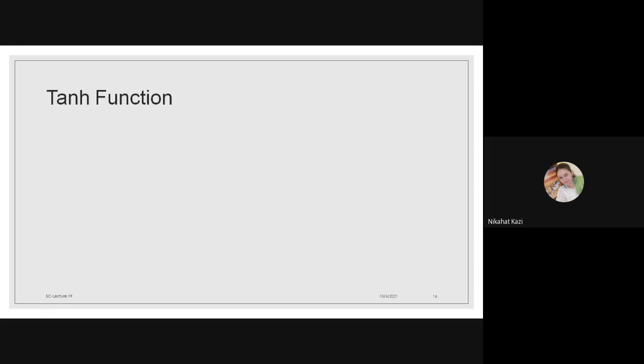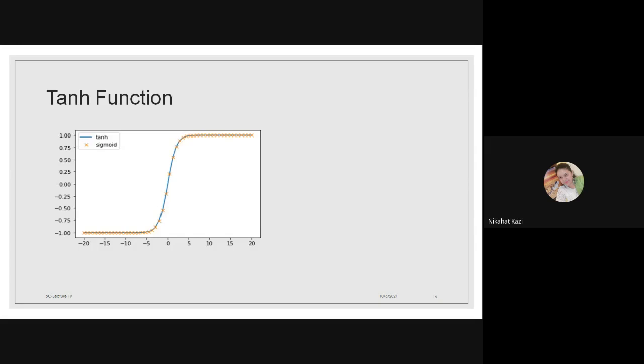Next function is the tanh function. What is the shape of the tanh function? You must have used the tanh function. The tanh function again is a sigmoid function only. It's a variant of the sigmoid function. In fact, it's a scaled sigmoid function. This is the tanh and sigmoid plotted over the same graph. But the two are not the same functions. I mean, the arguments to the functions are different. So it's a scaled version of the sigmoid.